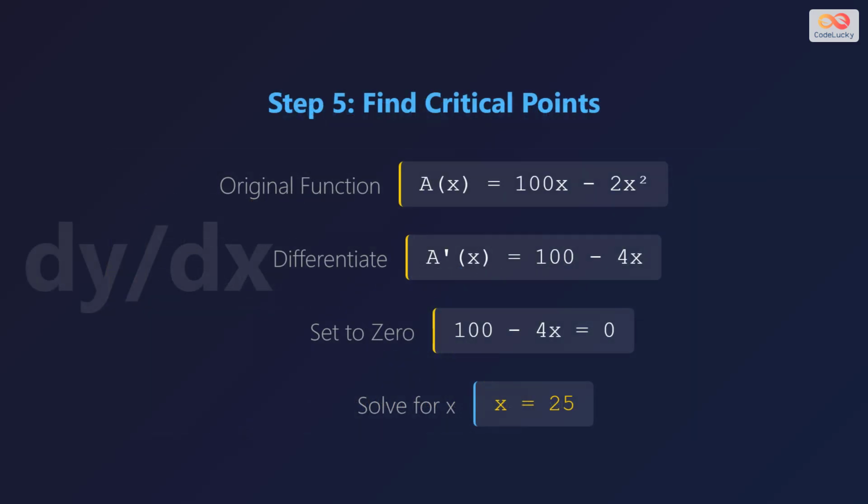Now for the calculus. We take the derivative of our function with respect to x. The derivative of 100x is 100, and the derivative of 2x² is 4x. To find the peak, we set this derivative equal to 0. Solving for x gives us 25. This is our critical point.